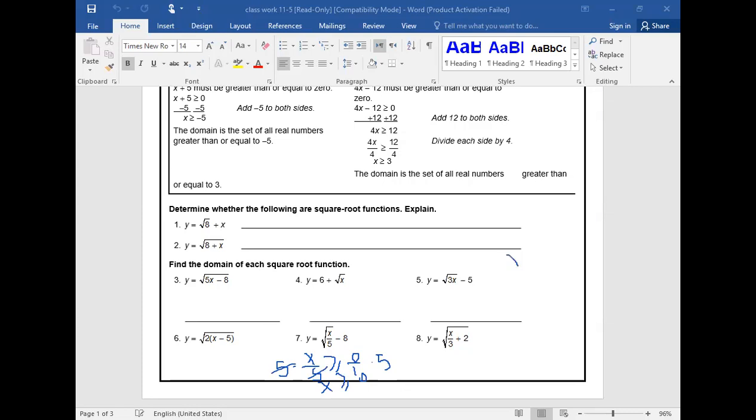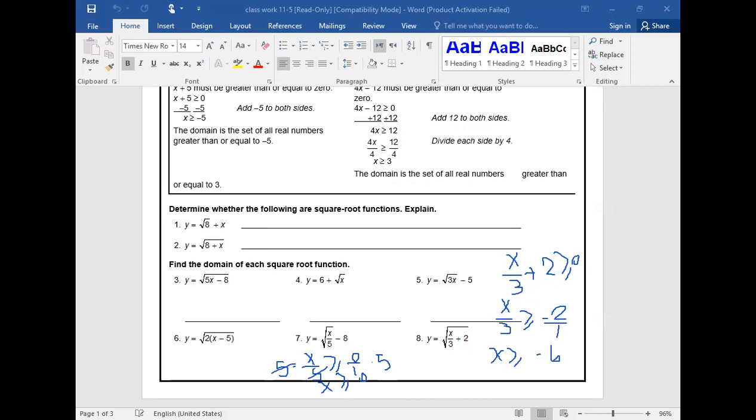What about this one? It will be x over 3 plus 2 greater than or equal to 0. Then I will transfer the 2 to the opposite side, so it will be x over 3 greater than or equal to -2. Then we will divide both sides by 3, then x is greater than or equal to -6. So the domain will be all real numbers greater than or equal to -6.